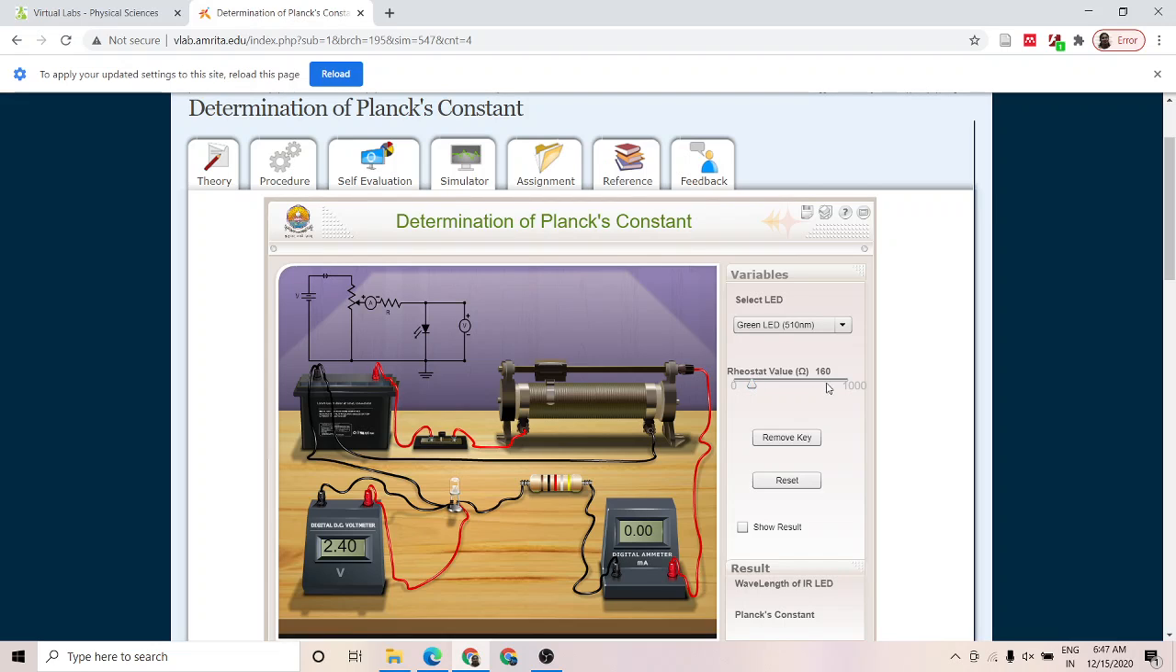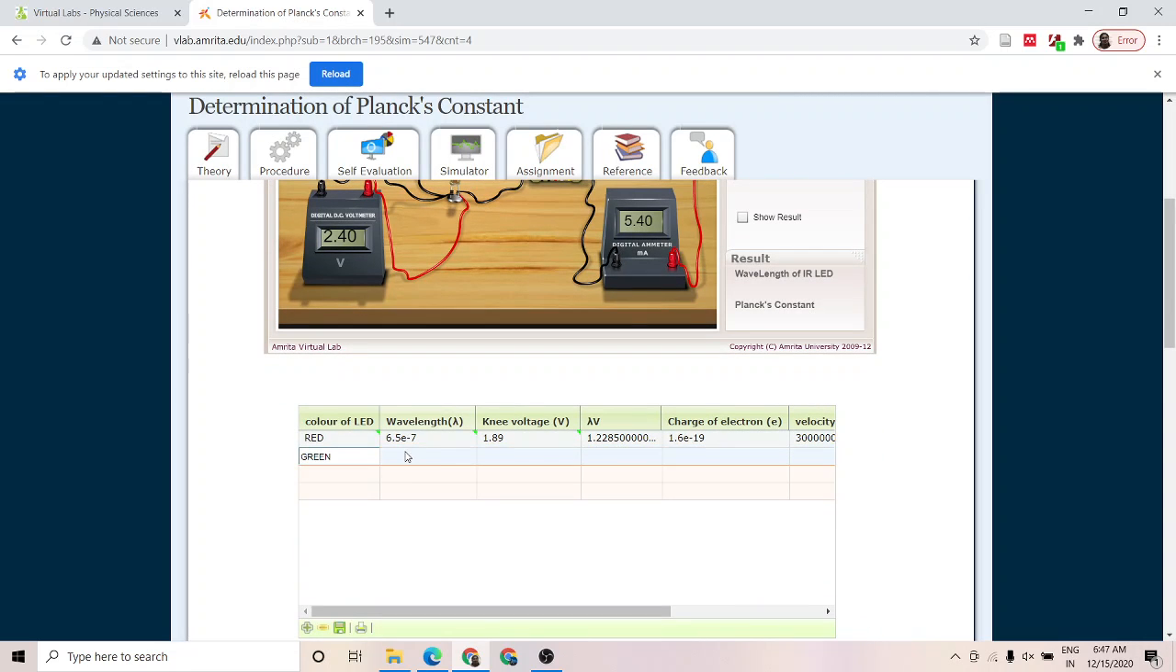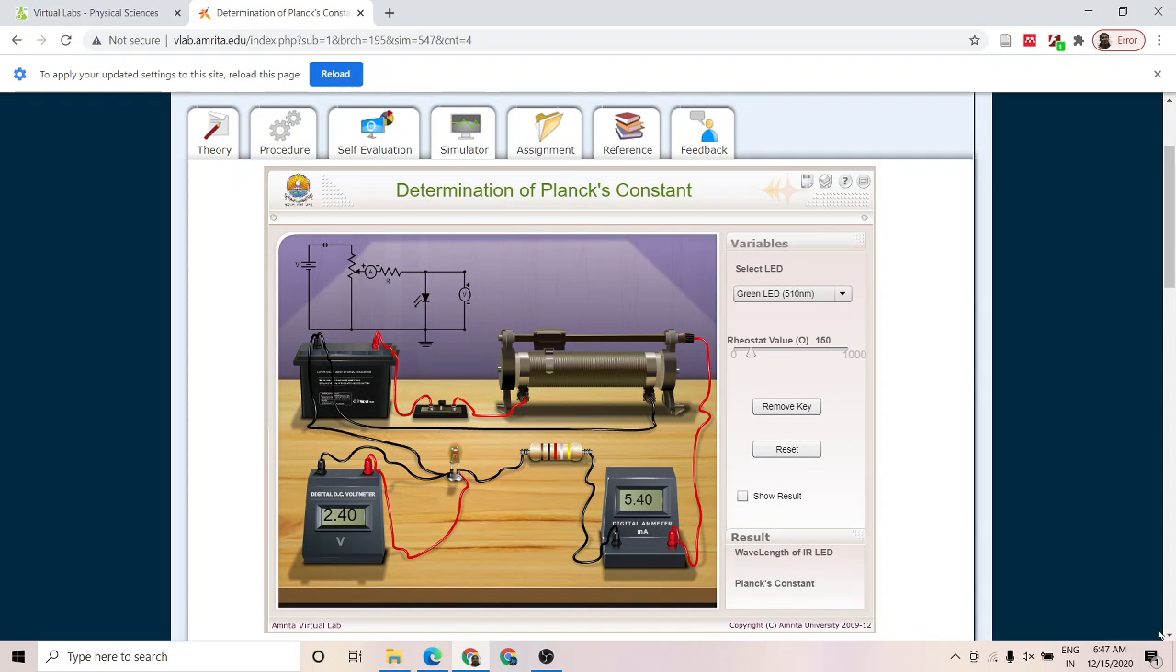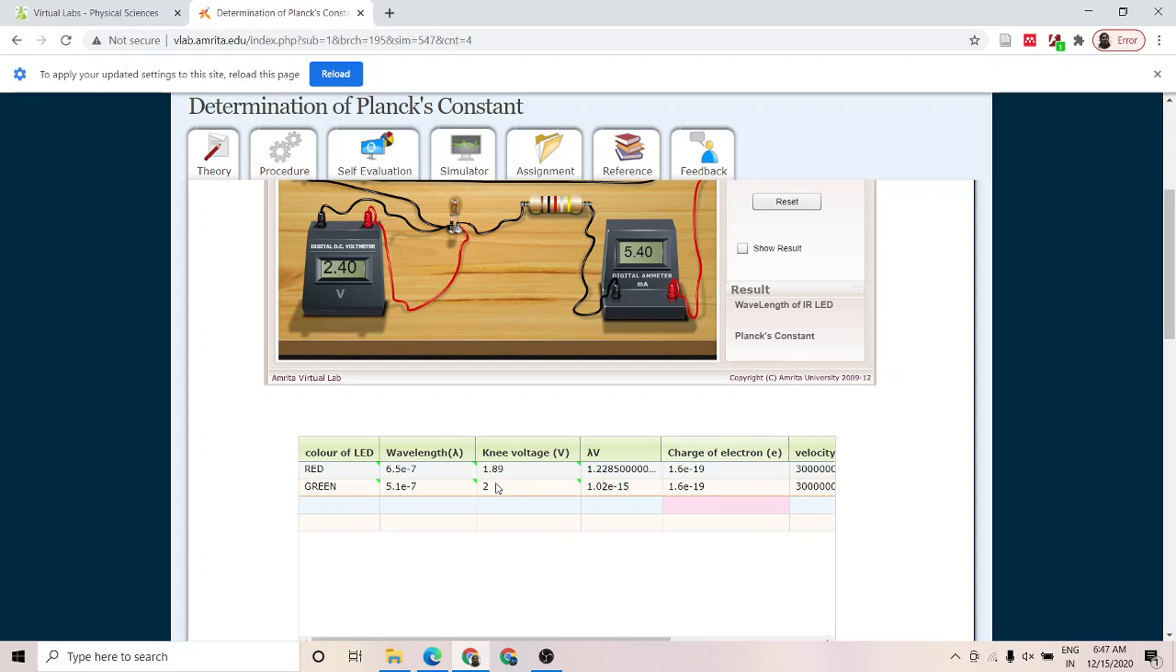So let's again go to the rheostat value. So it has got lighted up. So once again, we'll repeat it and find out the exact threshold value. It got lighted up at 2.4 volt. So I'm going to write it down here. The wavelength was given as 510 nanometer. And threshold voltage is 2.4. Next, we can repeat the experiment for it's not 2 volt, it's 2.4.